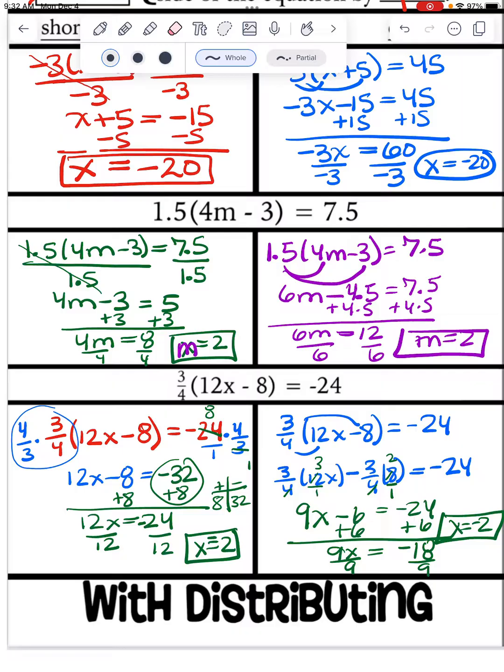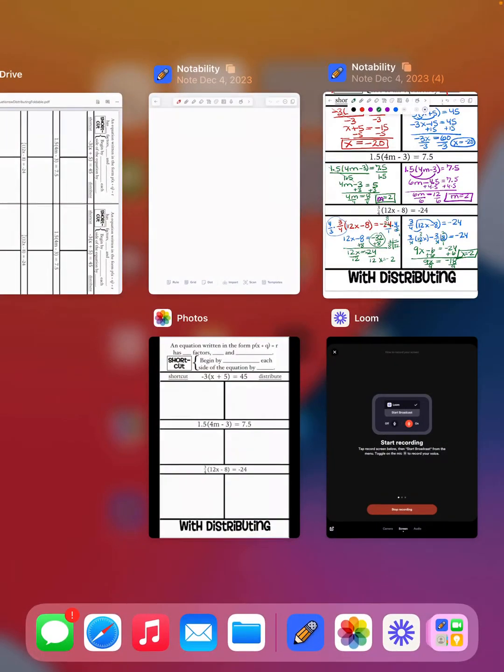This doesn't look very much like a negative, so let me write it again. Oh my goodness. Here we go.